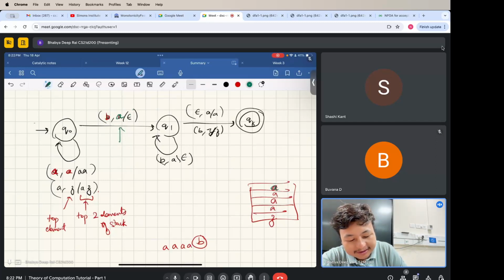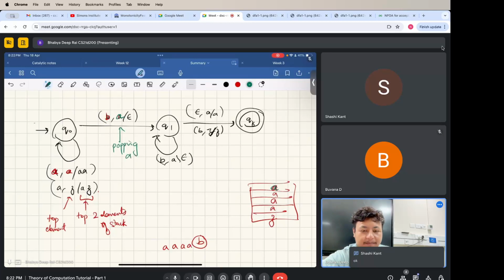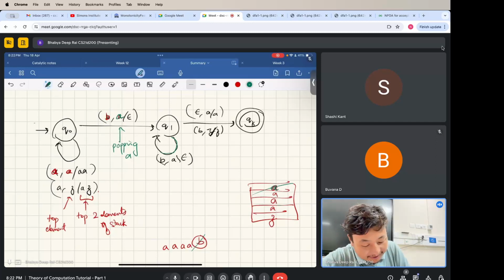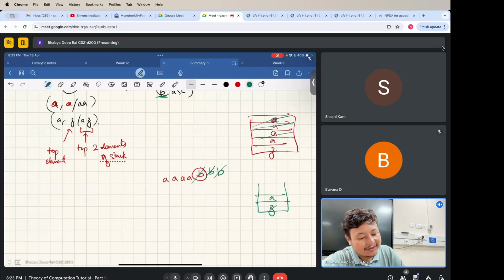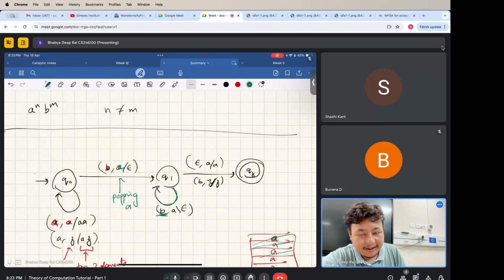So you saw a B, so you pop A. As soon as you see a B, you pop an A. For each B, you keep popping A's until there are two cases. How long will you pop? Until you see that there is an A on top, or you see that Z is reached. Suppose Z is reached, you keep the Z as it is.